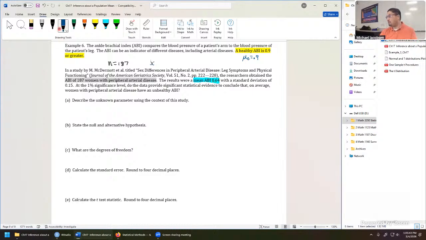We have X bar at 0.64, and there's a standard deviation of 0.15. So there's our sample standard deviation S, a value 0.15. We're going to analyze these data at the 1% significance level being indicated here. So from that statement, kind of running out of colors, but let's go with this color. Significance level alpha will be set to 0.01.